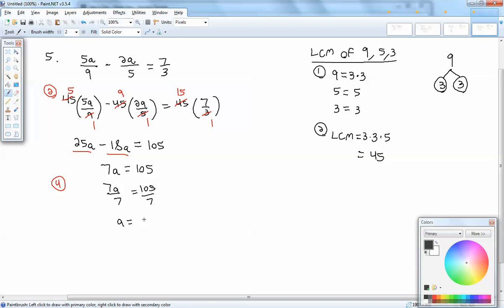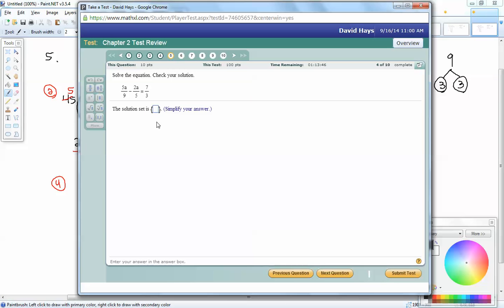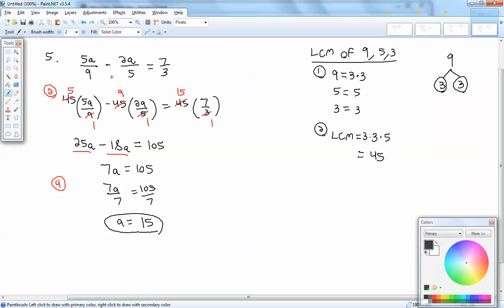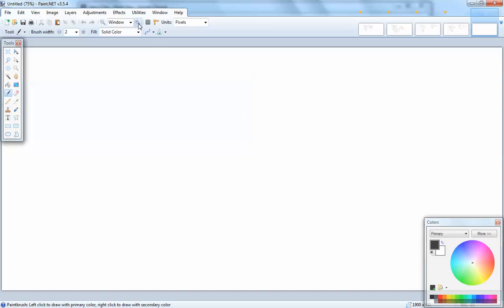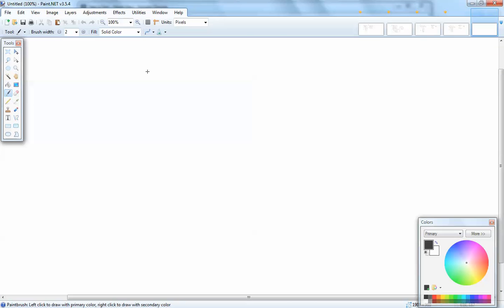And we get a is equal to 15. Assuming I did my basic math right. Not very good at basic math. Okay, 15. And let's go to problem number 6. And I'll start a new page. And problem number 6.